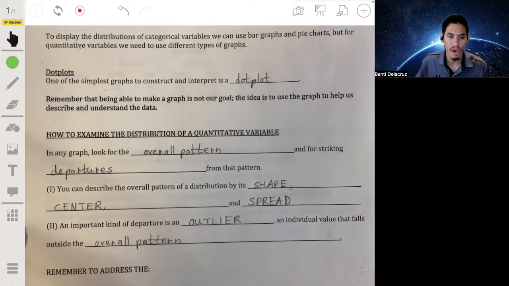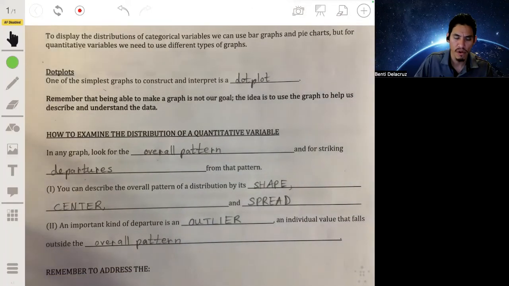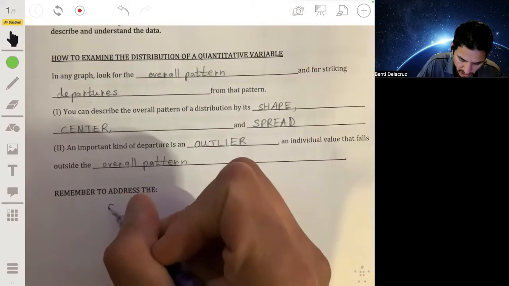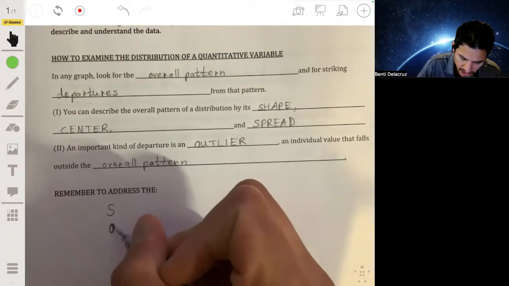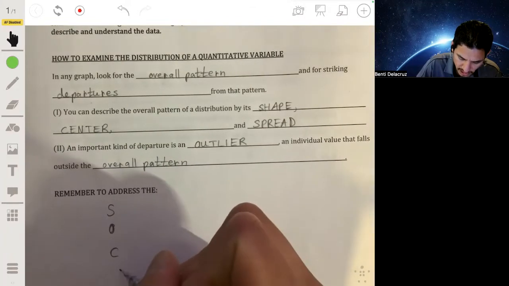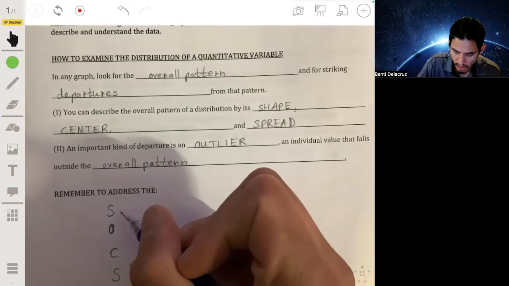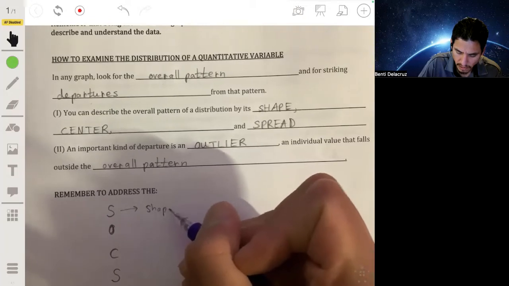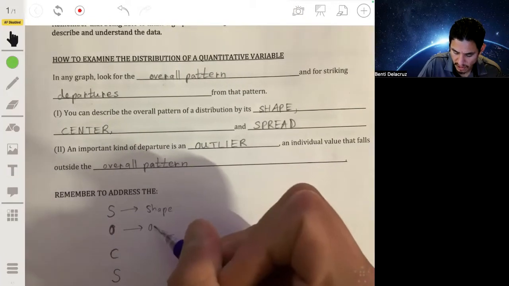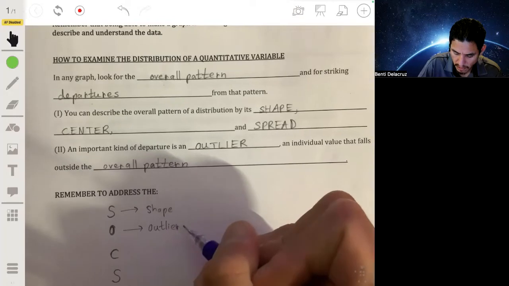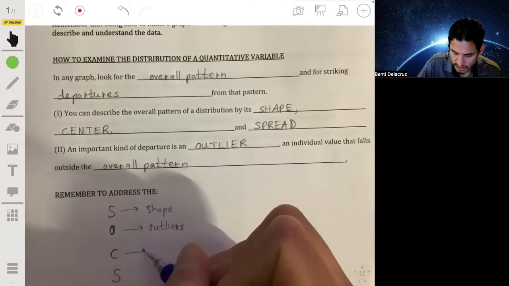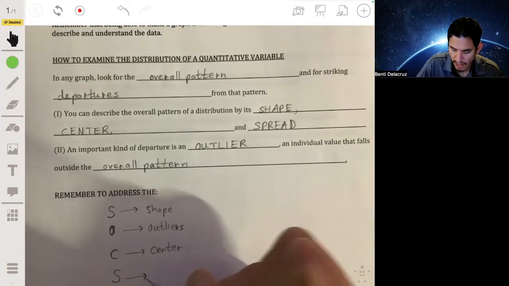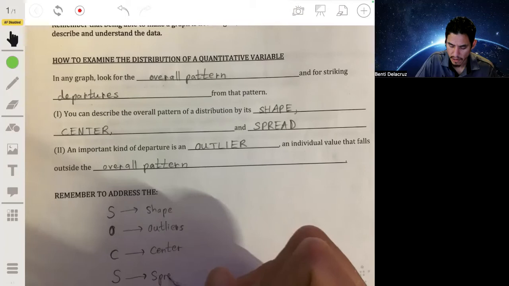Now, a good way to remember what you need to address when you're describing a set of data is to use the acronym SOCS. So S-O-C-S, not S-O-C-K-S, but S-O-C-S. This will let you remember that the first S stands for shape. The O stands for outliers. The C stands for the center. And then the other S will be the spread.